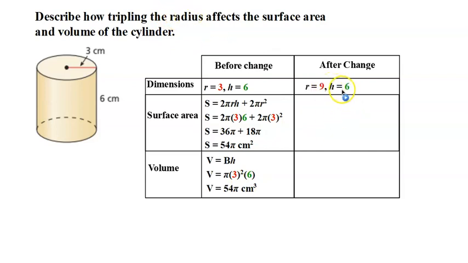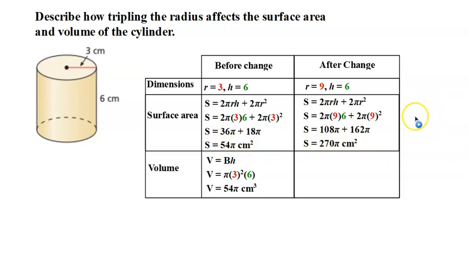So that means the radius goes to 9, but the height stays at 6. Okay, so same formula. 2 pi r h plus 2 pi r squared. So we plug in 9 instead of 3 for our radius. And notice this time the lateral area changed and also the bases changed. So we changed both of them, which gives me a total surface area of 270 pi centimeters squared. So it was 54 pi, now it's 270 pi. Let's take a look at this. So that gives me a ratio of 5. We tripled things, and my scale factor came out to 5.